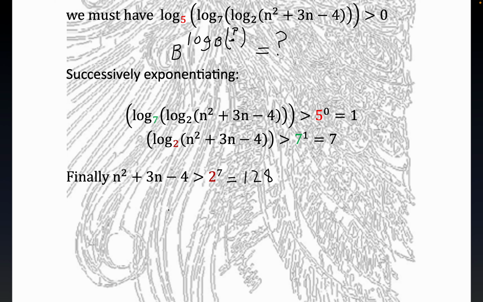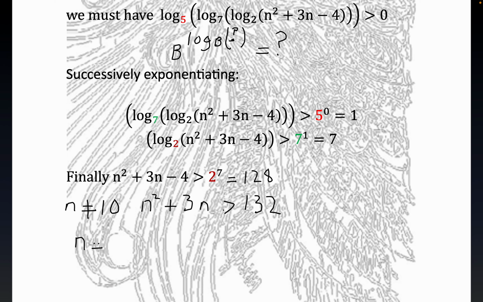So what you would have right here is n squared plus 3n is strictly greater than 2 to the 7th plus 4, but that's 132, right? 128 plus 4 is 132. Now notice that n equals 10. N can't be equal to 10 here, right? N is not equal to 10. That's fairly close, but you would have 130 is not greater than 132. So n equals 11, the next one, is going to get the job done.